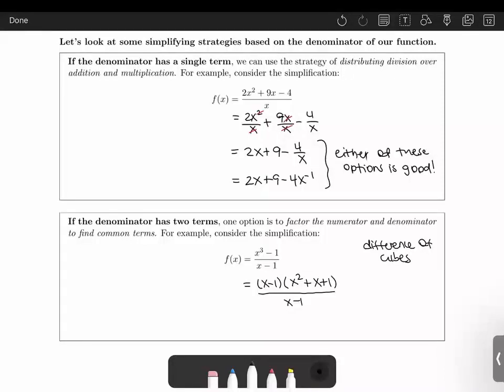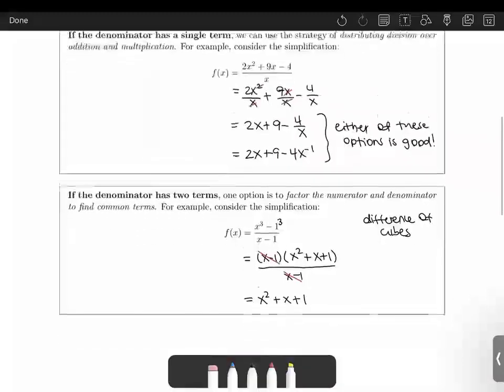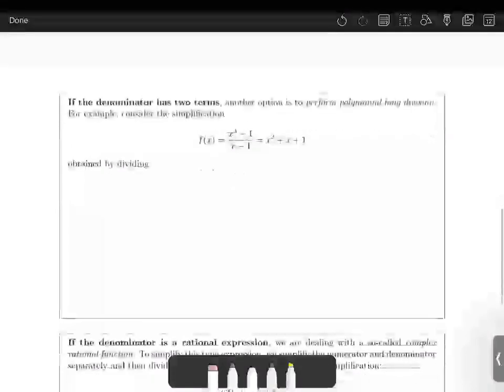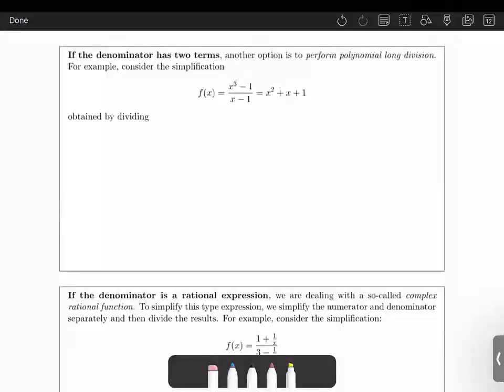Because we can see that this numerator is x cubed minus 1 cubed, which factors as x minus 1 and then x squared plus x plus 1. And we can see that these x minus 1s are going to cancel out to give us x squared plus x plus 1. Again, this is a strategy that's useful if you remember those different factoring strategies from high school algebra. However, if you don't remember those strategies, we also have a second option. Our second option is to perform polynomial long division, or another option here is synthetic division.